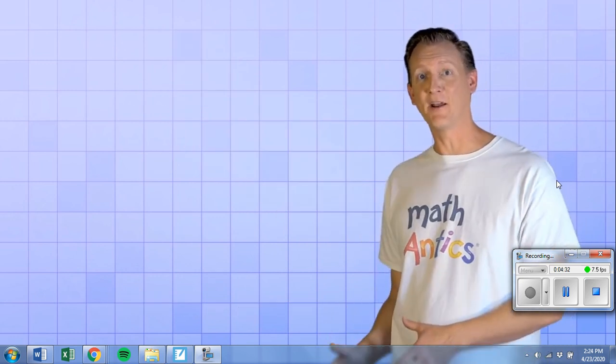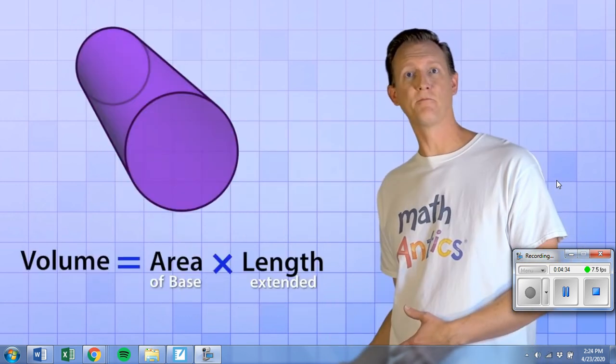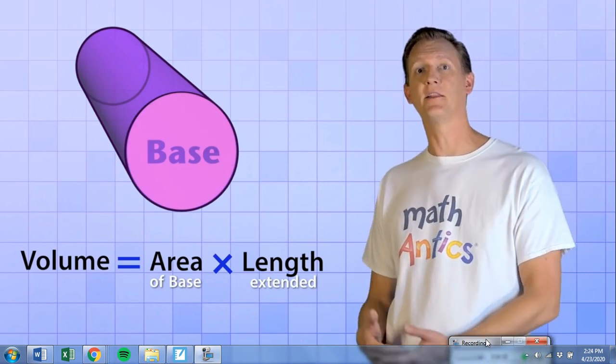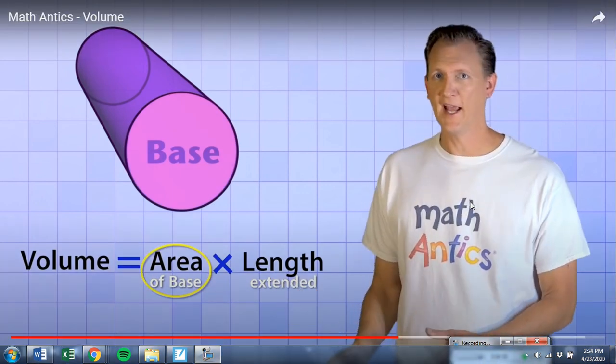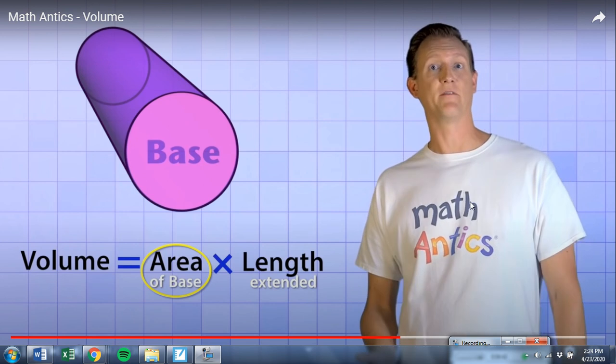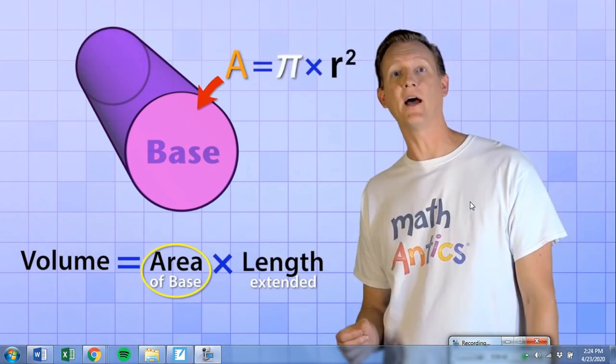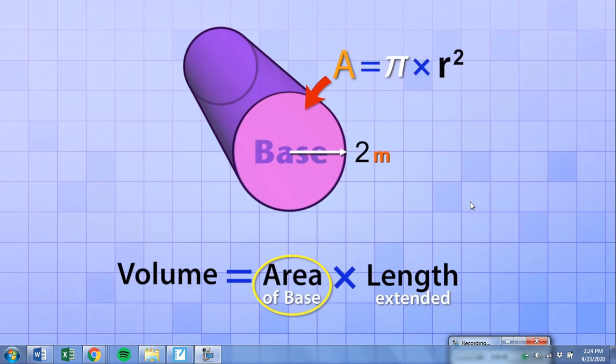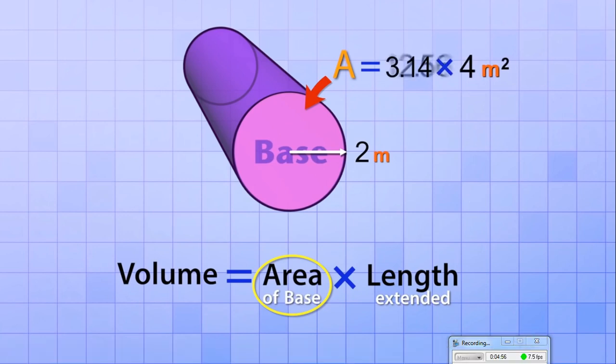All right, are you ready to try finding the volume of the cylinder now? The cylinder is made by extending a circle, so first we need to calculate the area of that circle. As we learned in a previous video, the area of a circle is found by multiplying pi times its radius squared. The radius of this circle is 2 meters. So if we square that, we get 4 meters squared.